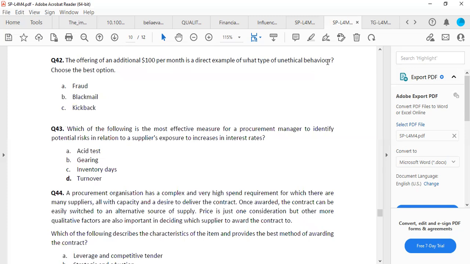The offering of an additional $100 per month is a direct example of what type of unethical behavior? Kickback. Okay, yes, kickback.